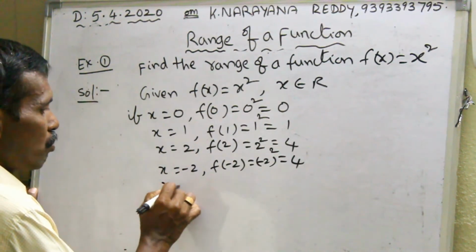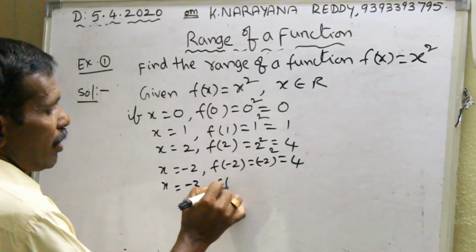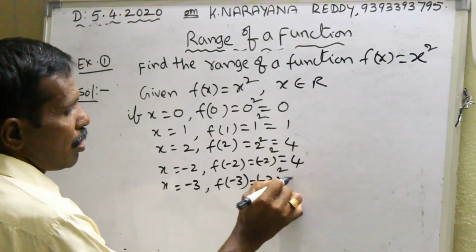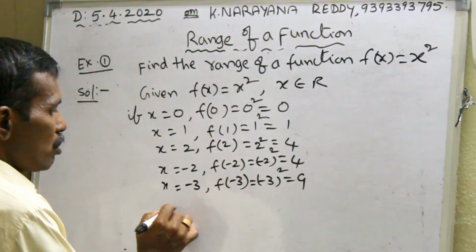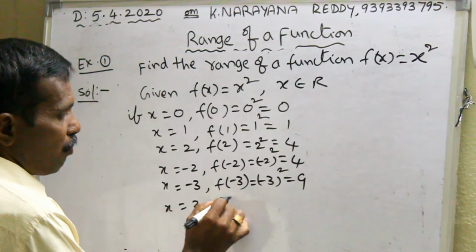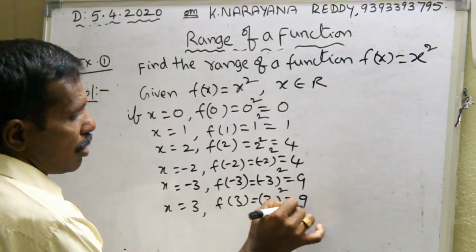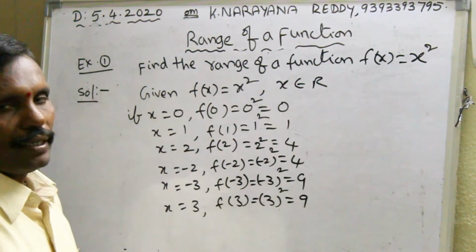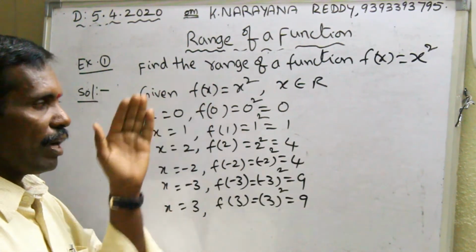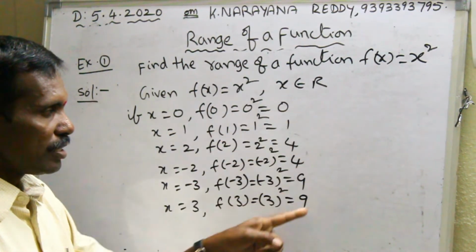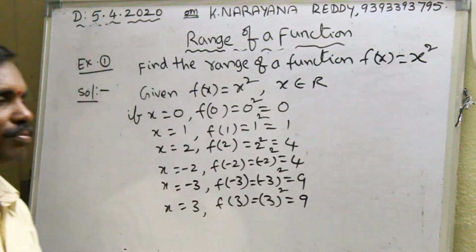Suppose you take x equals -3, f of -3 equals (-3) whole square equals 9. x equals 3, f of 3 equals 3 square equals 9. In the same manner, you can substitute any value. The resulting value is a positive value.